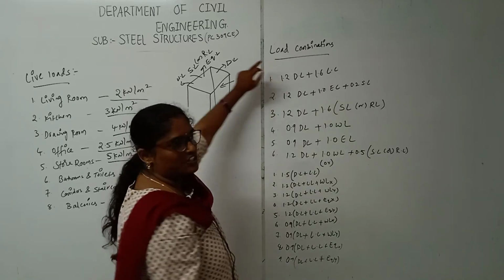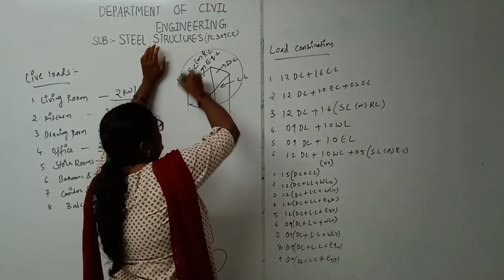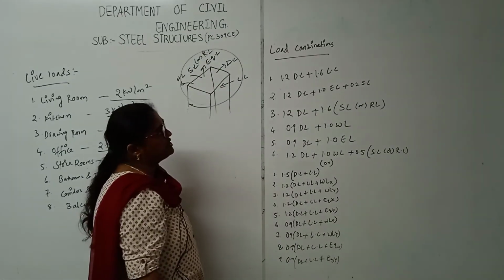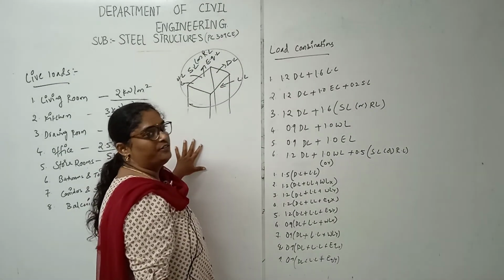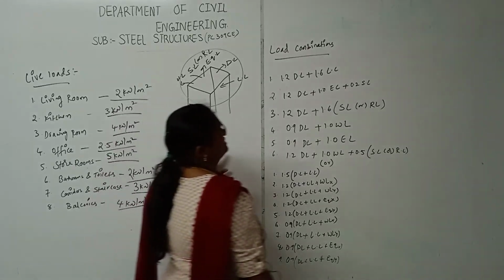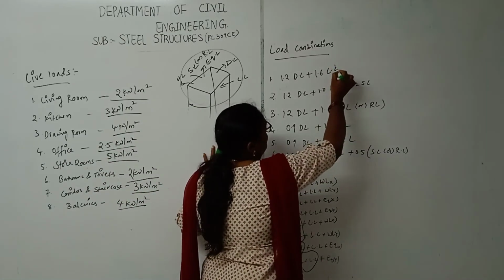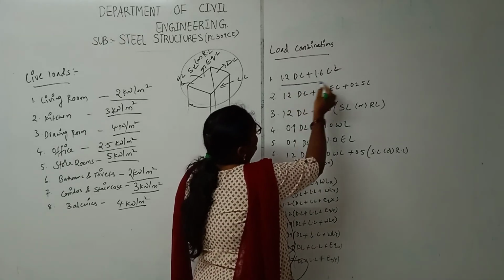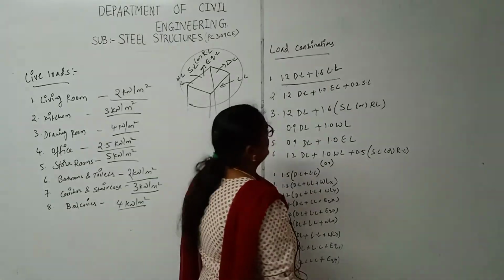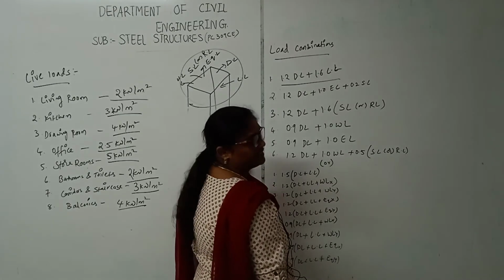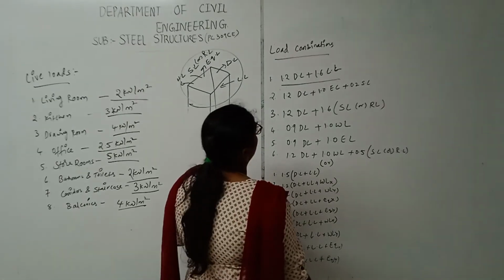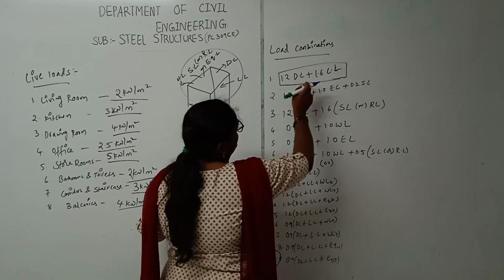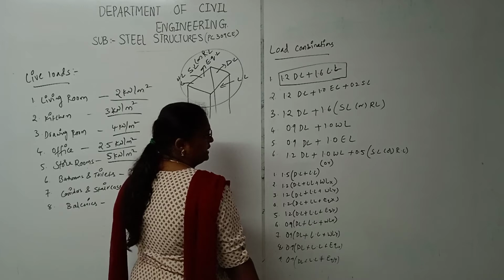Load combinations means on one structure you have n number of loads which are acting according to the different areas. So for designing that we have n number of combinations also. Right here one combination is 1.2 into dead load plus 1.6 into live load. In numericals, whenever we are solving numericals, we mostly take this one into consideration.